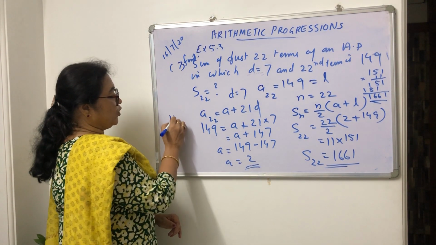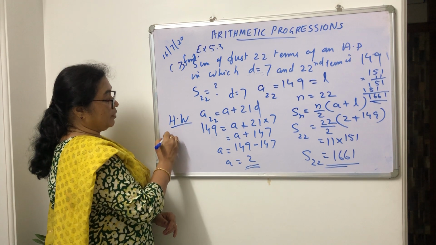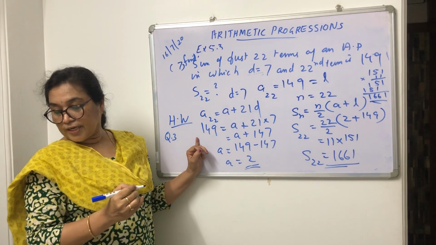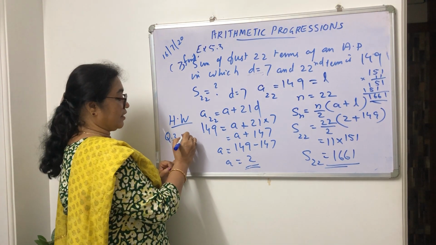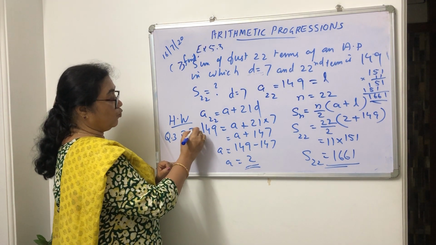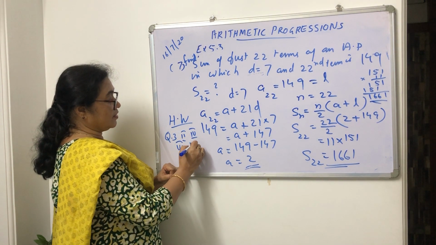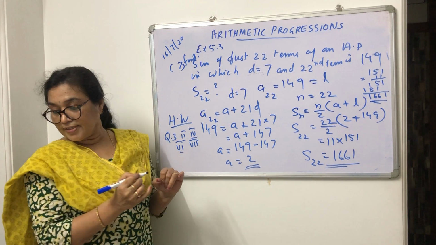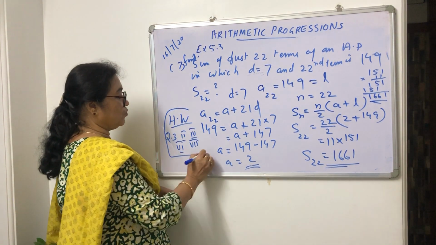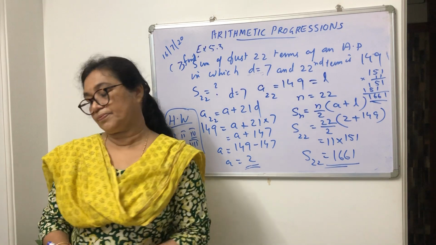So you need to do the homework. Question number 3. All alternate questions: the third question, second, 4th, 6th, 8. These questions do it as homework.